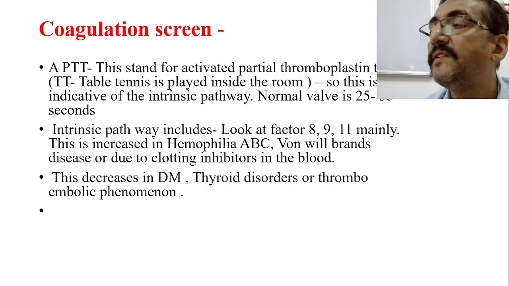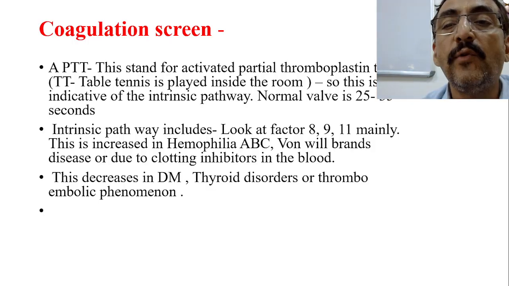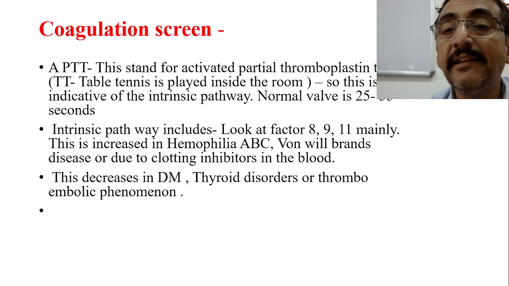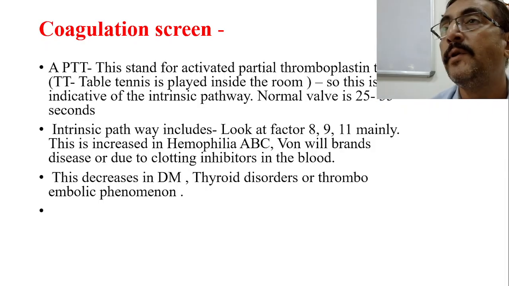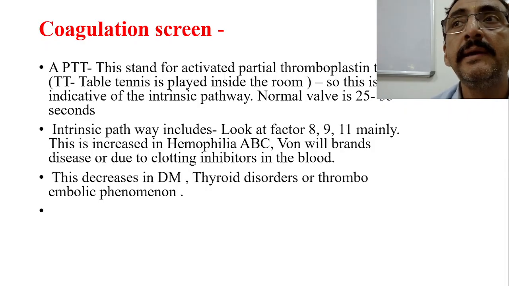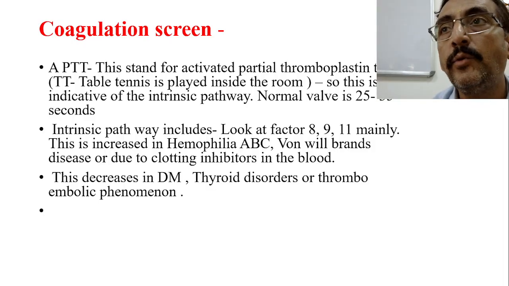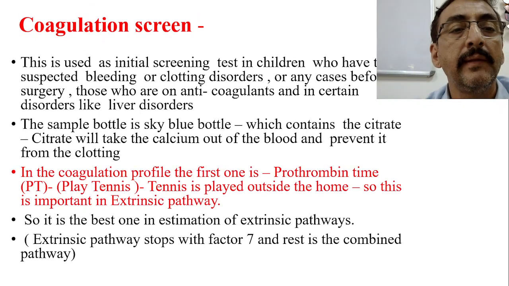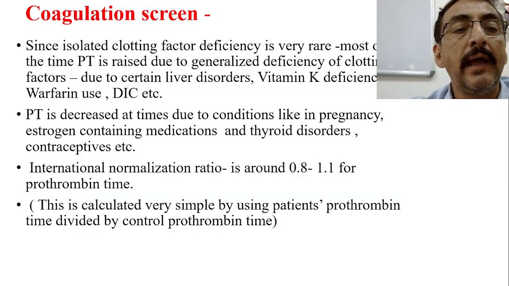Even in deficiency of von Willebrand factor, the intrinsic pathway gets affected. So APTT is for the intrinsic pathway, and prothrombin time, PT, is for the extrinsic pathway.